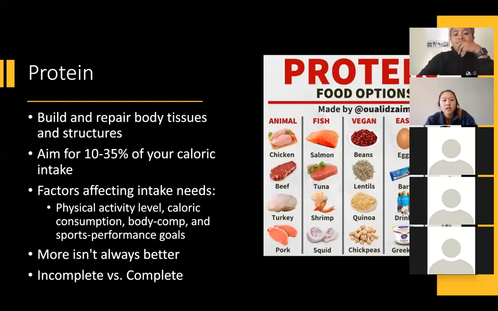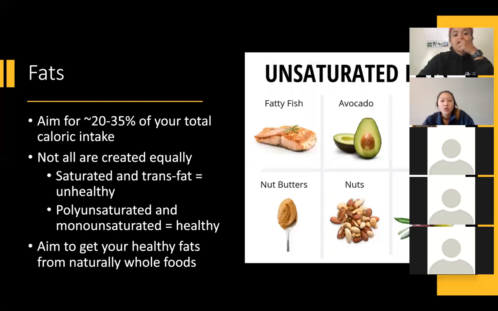And then finally, our last macronutrient will be fats, which are the most concentrated source of energy in the diet. Fats help us absorb fat-soluble vitamins like vitamin A, D, E, K, and they perform a lot of other essential functions in the body. For fats, you want to aim for 20 to 35% of your daily caloric intake.